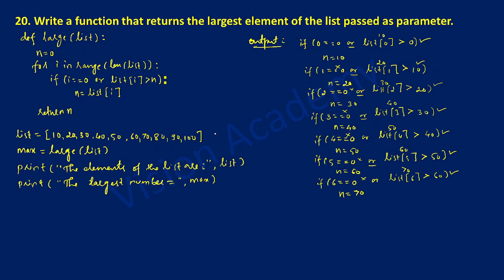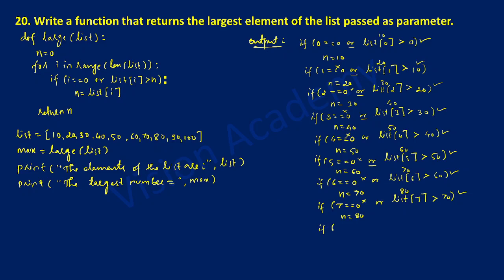Once again, control transfers to the for loop by incrementing the value of i by 1. Next, we will write if 7 is equal to 0, no, the condition is false. Next, or list of 7 consisting of what? 80. So whether 80 is greater than 70, that is n value is 70. Yes, it is true. Once it is true, then this initialization takes place. So n is equal to list of 7 consisting of 80. So 80 is equated to n.